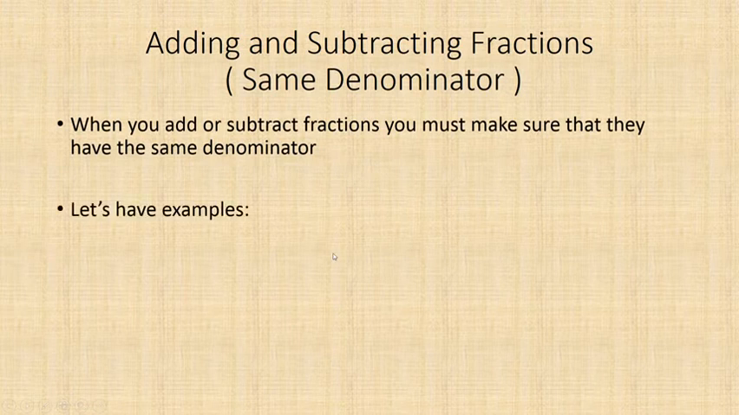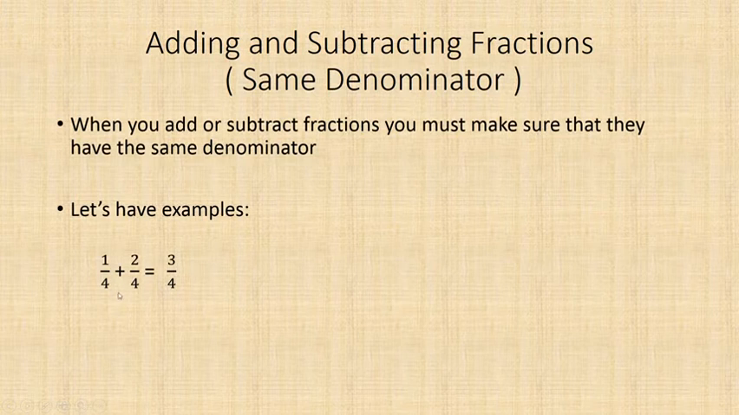So let's have an example. 1 over 4 plus 2 over 4. First of all, I will ask myself a question. Are the denominators the same? Yes, so I will add. I will keep the denominator the same, which is 4, and after that I'm going to add the numerators. So 1 plus 2 equals 3, and the denominator is going to be the same, which is 4.